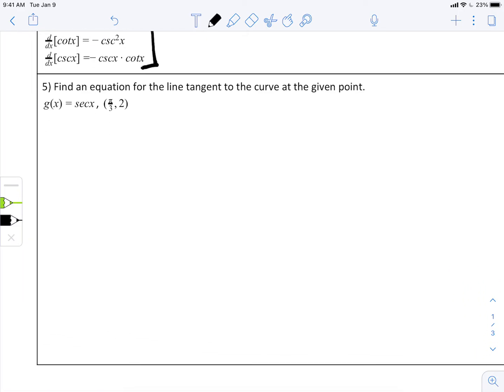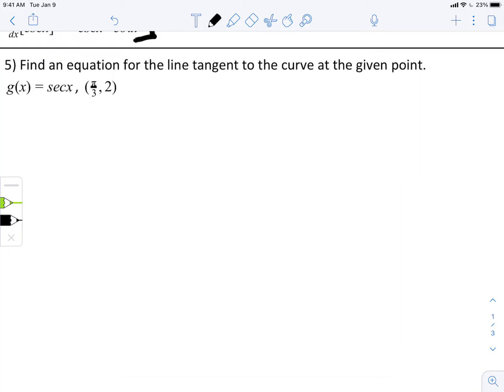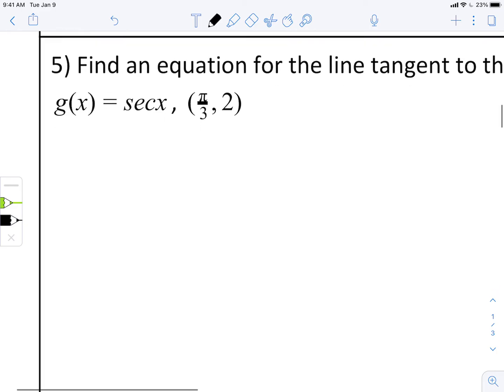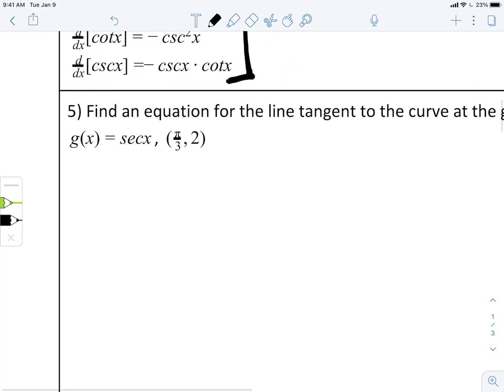Our next example is, how would we find an equation for the tangent, or the line that is tangent to the curve at the given point? So the curve in question is g of x equal to secant of x, and we want to find the tangent line when it goes through the point pi over 3, 2. So if we want to write the equation of a line, we need two things. We need a slope and we need a point.